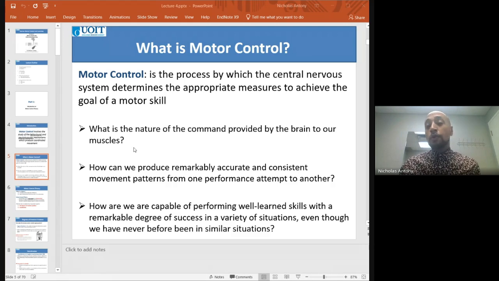And so motor control studies wanted to look at specifically what would be the nature of the command that's issued by our brain to our muscles. Is it just action potentials? Is it talking about core muscles? Is it talking about other types of information? What's the content of the instructions that our brain is coming up with?